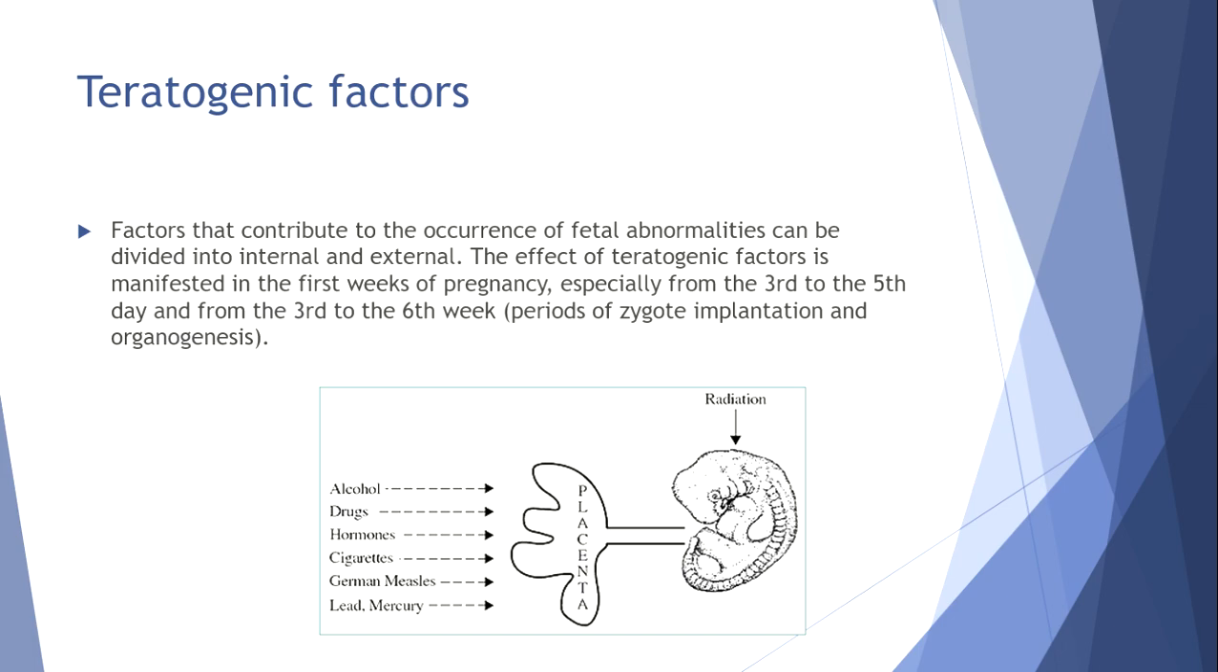Teratogenic factors. Factors that contribute to the occurrence of fetal abnormalities can be divided into internal and external. The effect of teratogenic factors is manifested in the first weeks of pregnancy, especially from the 3rd to the 6th week, periods of zygote implantation and organogenesis. So here you can see on the picture the most common teratogenic factors such as alcohol, drugs, hormones, cigarette smoke, measles, so viruses, different viruses, not only measles, lead and mercury.